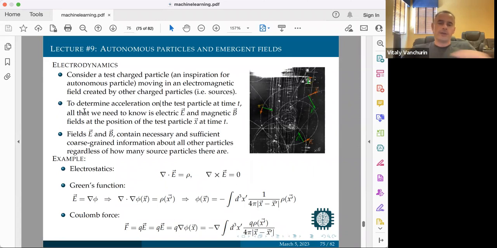In summary, you have a distribution of charges. They generate this electric field, and then that field is used to determine how the charged particles move. Are there any questions?